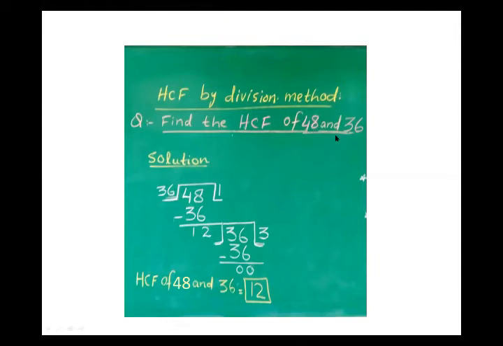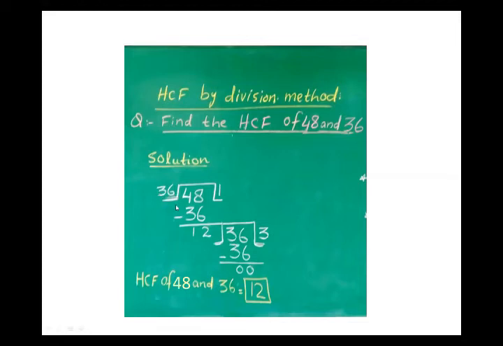So here, 36 and 48: we take 48 as the dividend and 36 as the divisor. Firstly we divide 48 by 36. You can see that we have a remainder, which is 12. If we have a remainder, we take this remainder as the divisor and the previous divisor as the dividend.